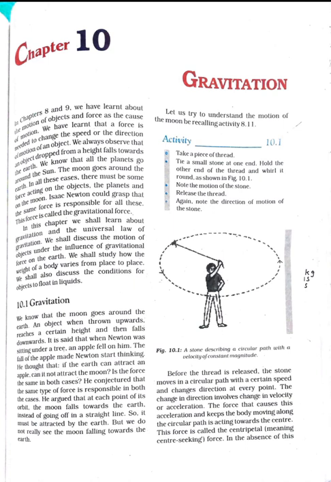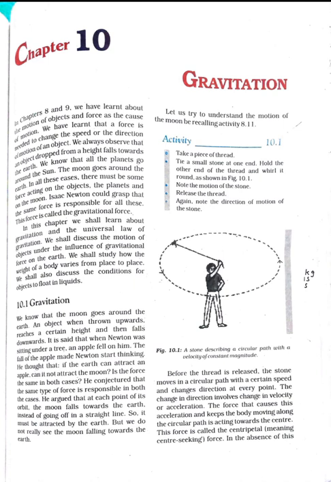Take a piece of thread. Tie a small stone at one end of the thread. Hold the other end of the thread and whirl the stone round as shown in the figure. Notice the motion of the stone. We can see the stone moves in a circular path.